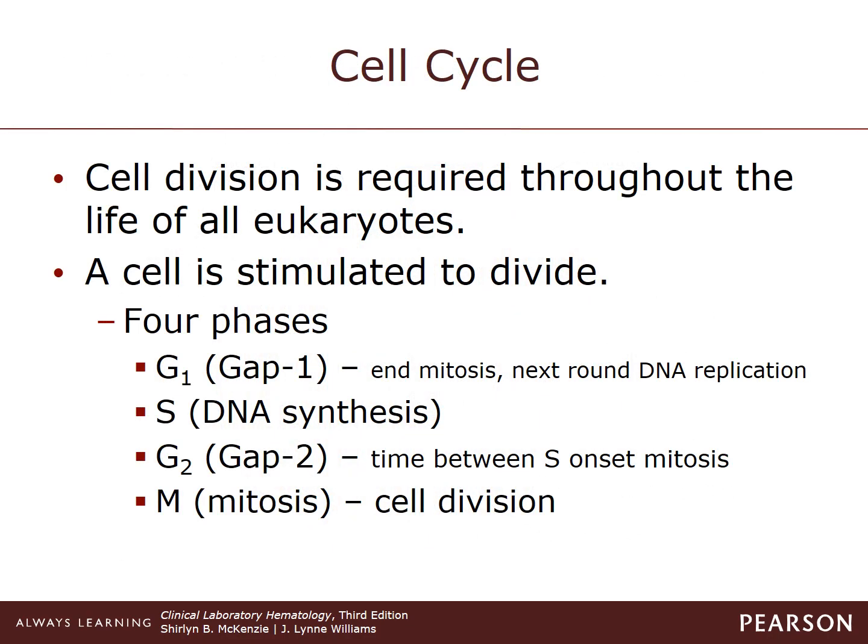Now we'll discuss the cell cycle. The purpose of the cell cycle is to replicate DNA once and distribute identical chromosome copies equally to two daughter cells during mitosis. The cell cycle is a biochemical and morphologic four-stage process through which a cell passes when it is stimulated to divide. The stages are G1, or gap 1 phase, S, which is a DNA synthesis phase, G2, which is a gap 2 phase, and M phase, which is mitosis or cell division.